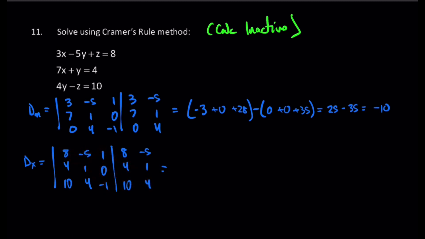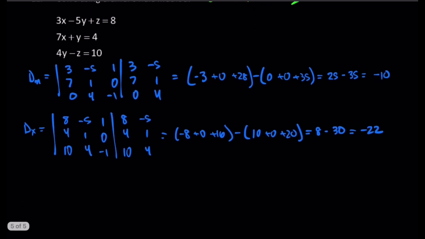All right, so 8 times 1 times -1 is -8. -5 times 0, that's going to be 0. 1 times 4 times 4, it's 16. Minus, now I do the uphill diagonals, right, those products. 10 times 1 times 1 is 10. 4 times 0 is 0. -1 times 4 times -5 is 20. So that's going to give me 8 minus 30, -22. Yes, that is correct. All right, moving on. dy.